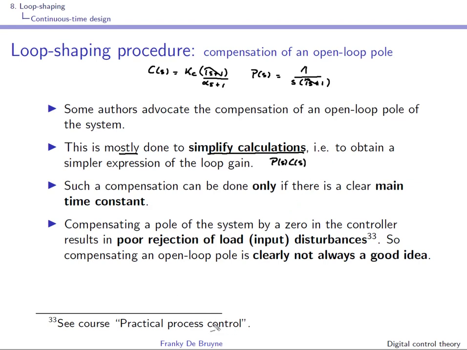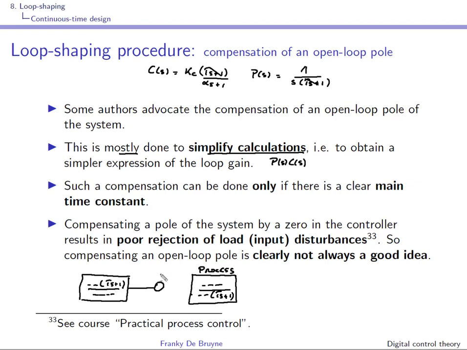We'll see in next year's course, practical process control, that this might lead to a poor rejection of load disturbances, and compensating an open loop pole is clearly not always a good idea. So when you do this, you should always remember that in the background this might lead to a bad load disturbance response. So I'll try to give you some insights on that. Assume that the process has this pole over here at -1 over Ts, so this is the process, and then we have the controller, and we'll be compensating over here.